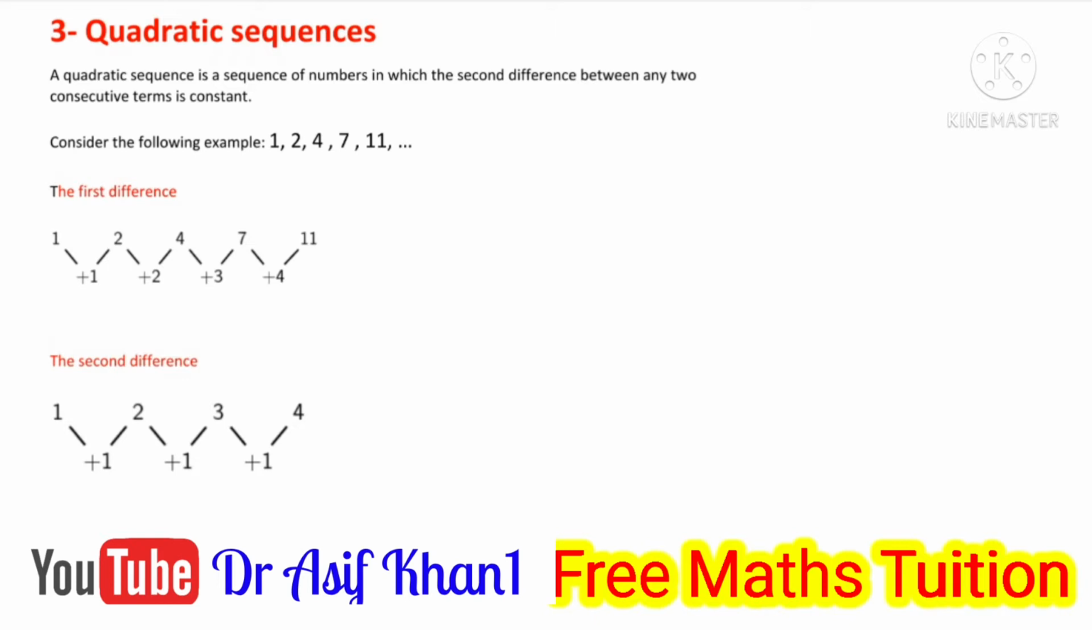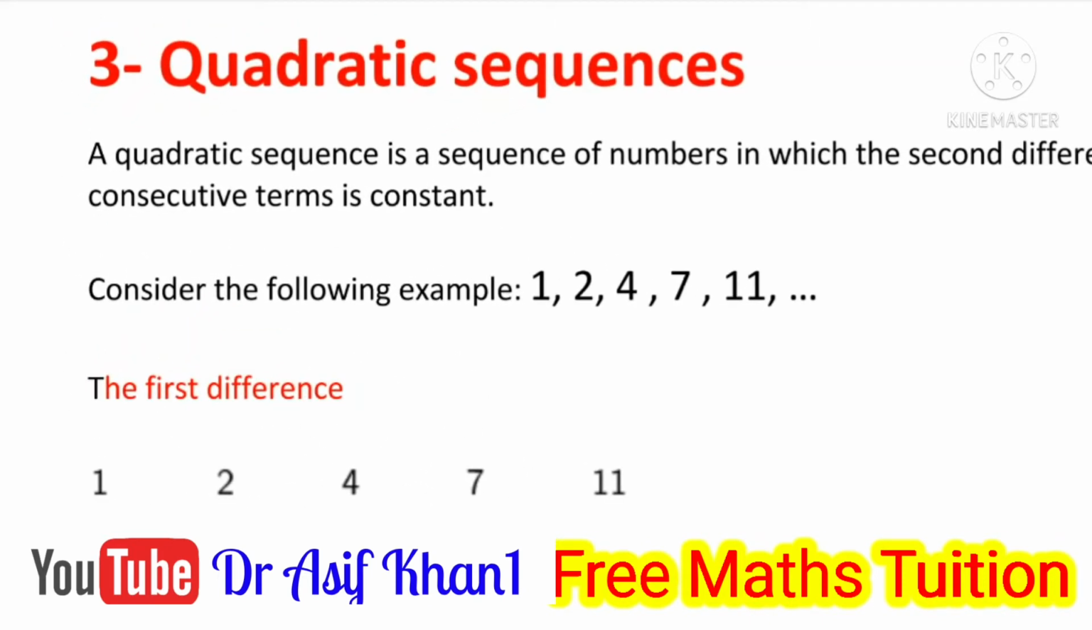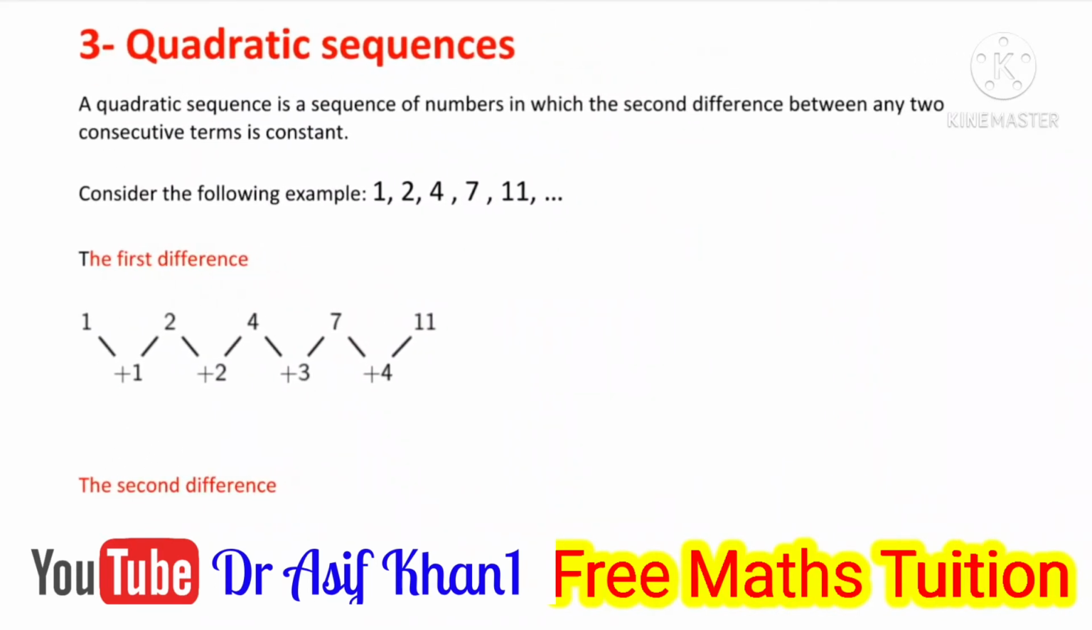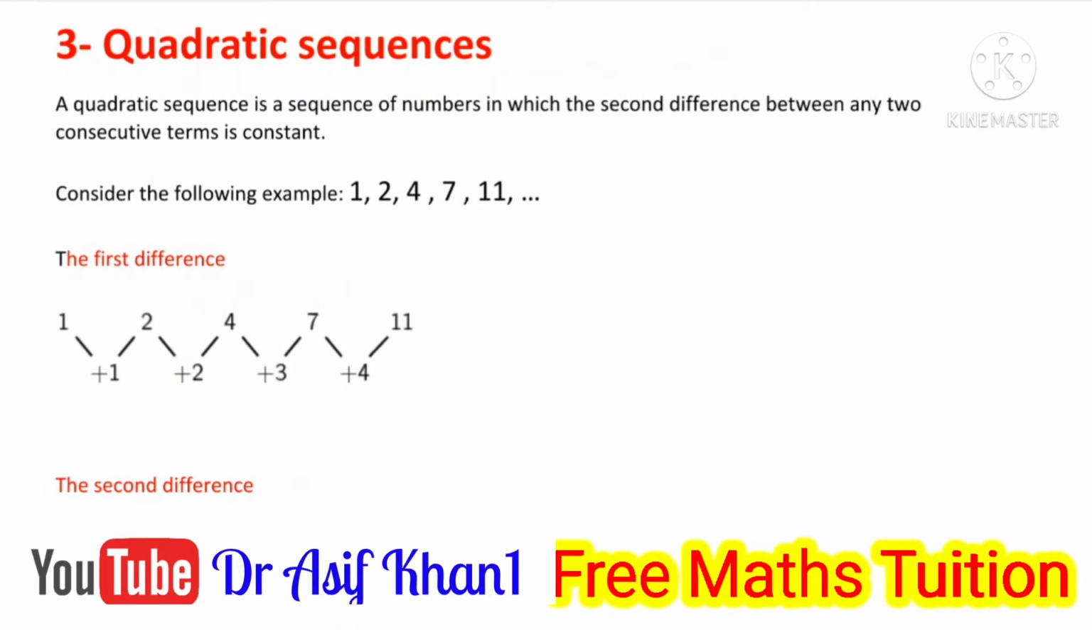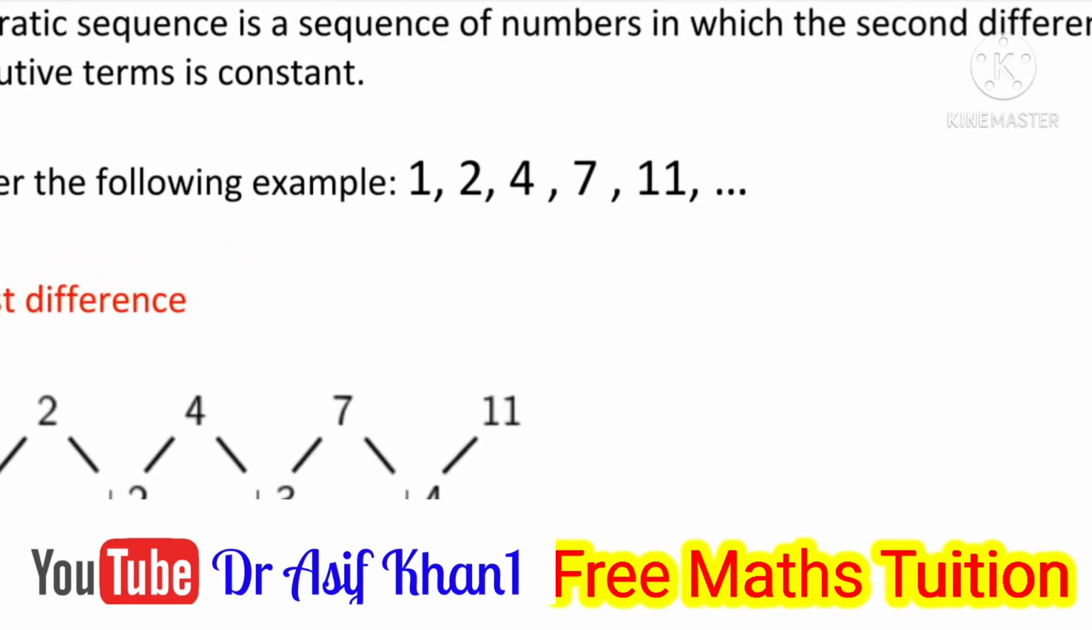The first one we discussed the arithmetic sequence, the second one the geometric sequence, and the third one we are going to discuss is the quadratic sequence. Quadratic sequence is basically what? In a quadratic sequence, whenever you find the second difference is the same, this sequence is called the quadratic sequence. How can you find this? Let's understand with the help of an example.